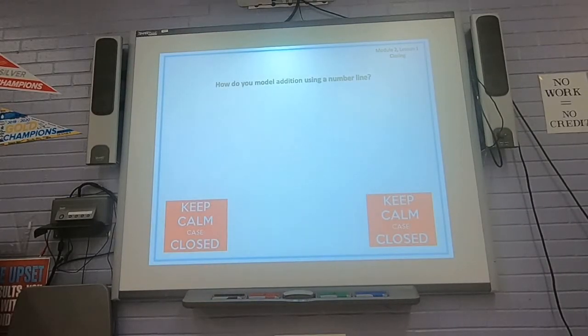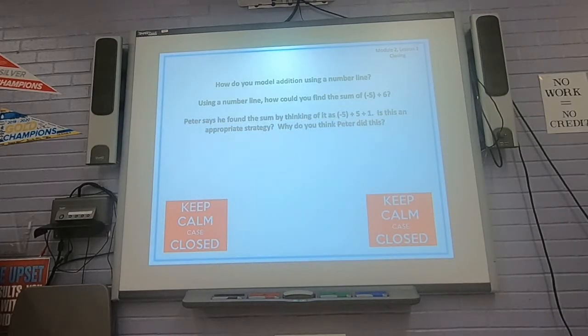All right, how do you model addition using a number line? That's where you made the little loops. If it's positive, you go to the right. If it's negative, you go to the left. So how could you find the sum of -5 plus 6? You'd start at -5, and then you go 6 to the right.